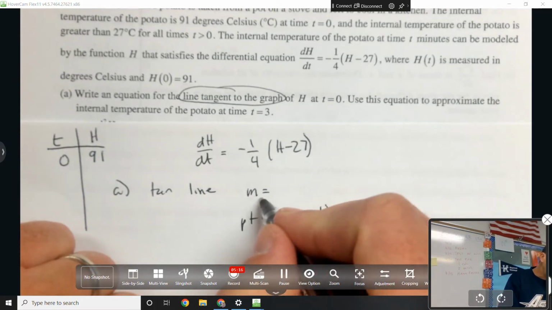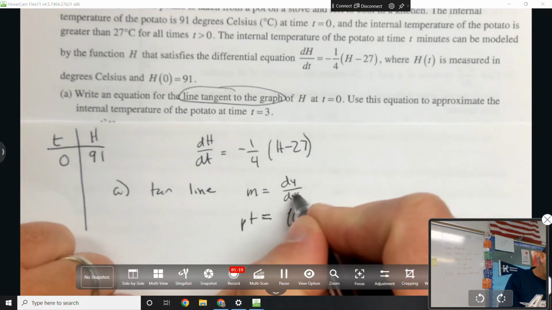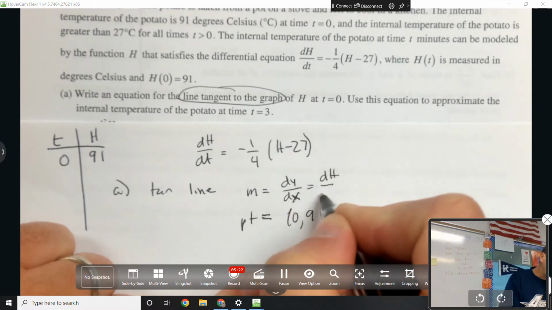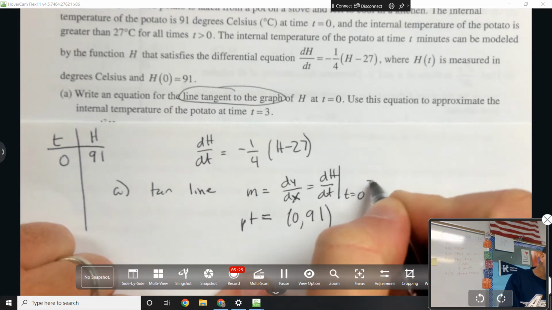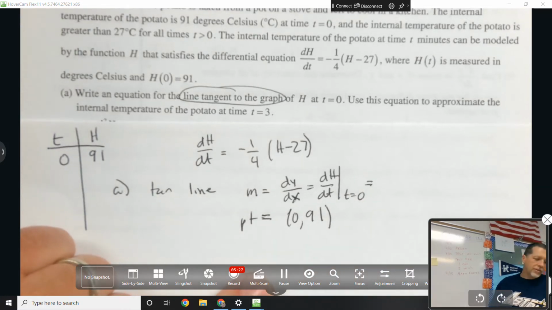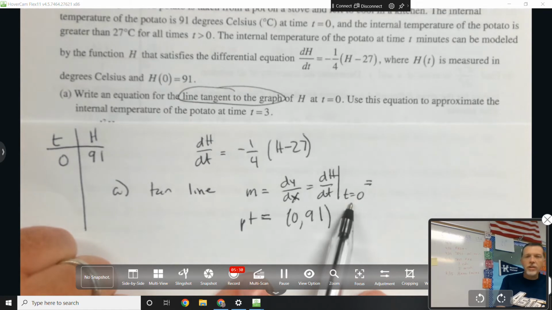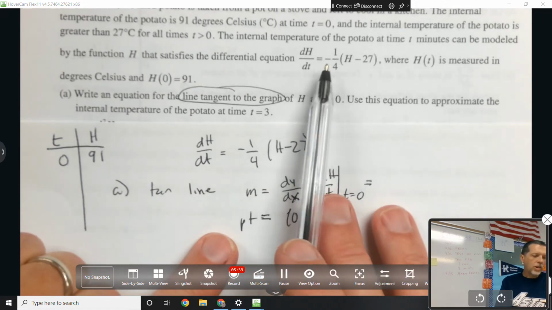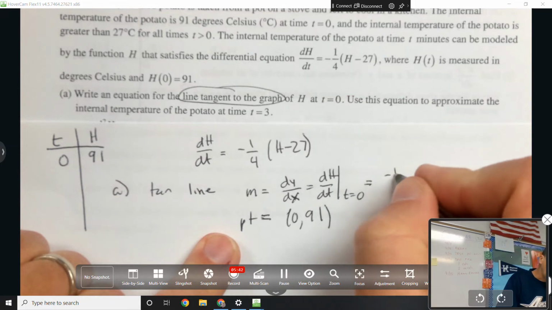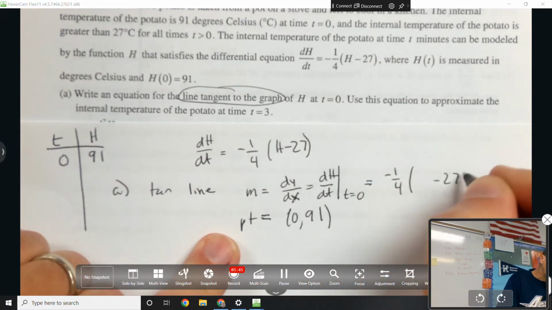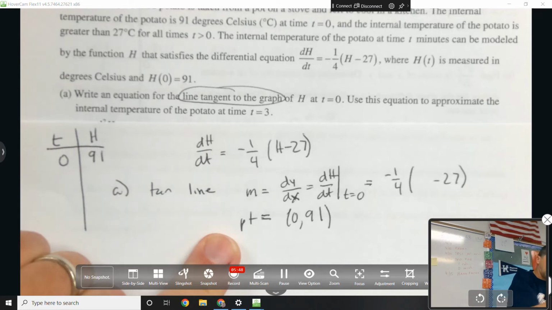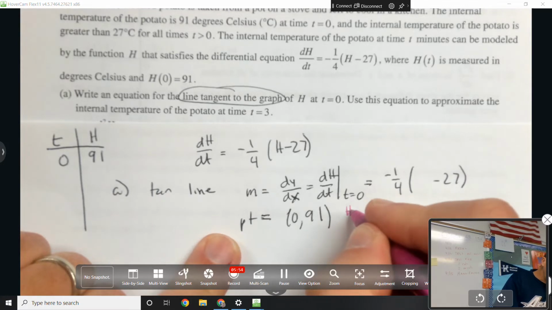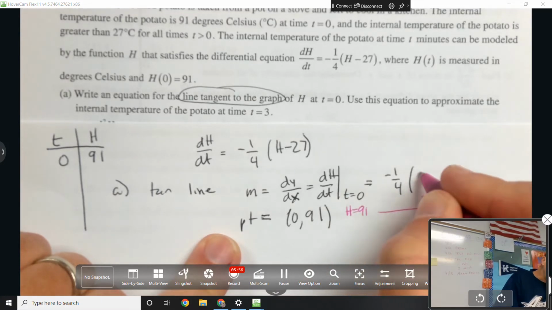So I need the slope, the dy/dx, or I guess in this case the dH/dt, at time equals 0. So how am I going to find the slope at time equals 0? How can I do that? Okay, so plug in. I like that because I have an expression for dH/dt. But what am I plugging in? 91. So be careful. I'm not plugging in 0 because when t is 0, H is 91. So that's a little bit tricky. 91 needs to go there.